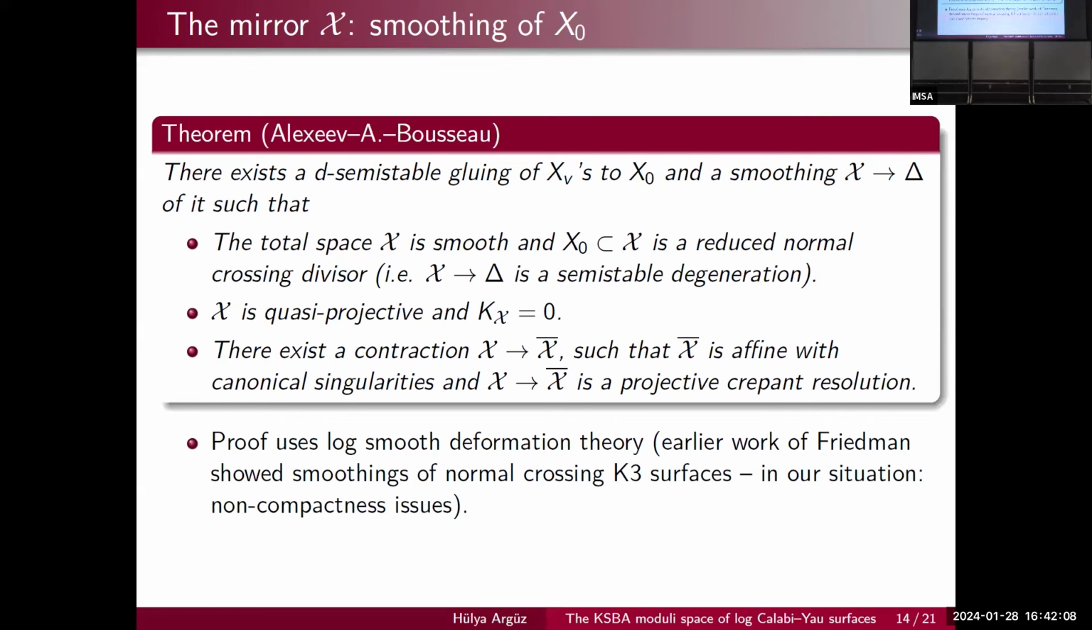And then we do log smooth deformation theory to show that we can smooth X0 in a way that the total space is smooth, X0 lives inside as the normal crossing divisor, and then in separate results, we prove the total space is quasi-projective with trivial canonical bundle. And furthermore, there exists a contraction from the total space to X bar.